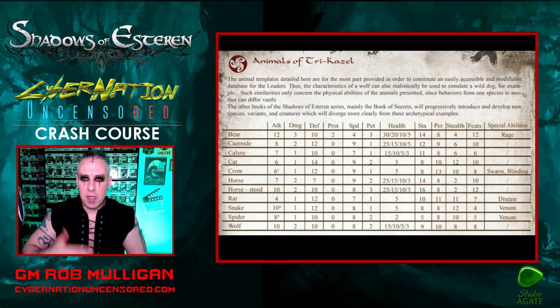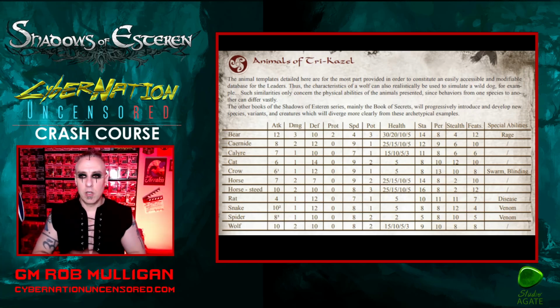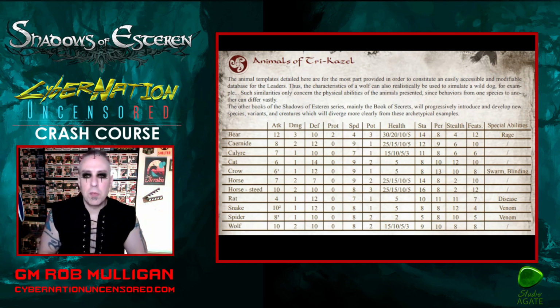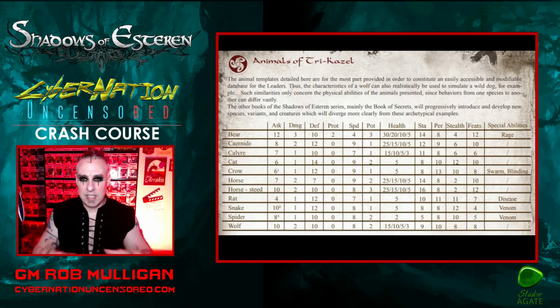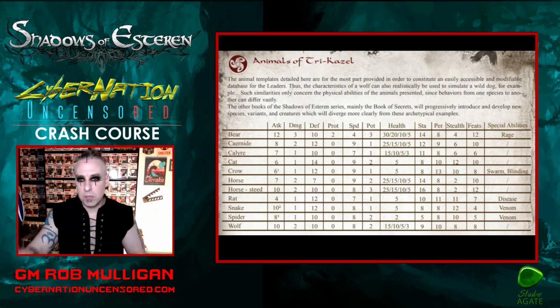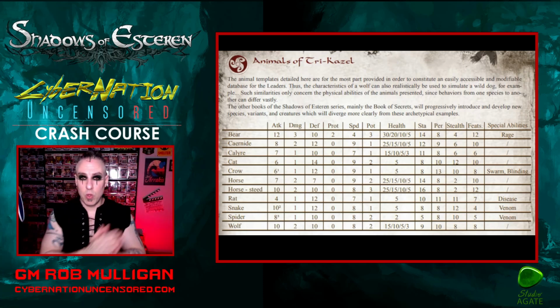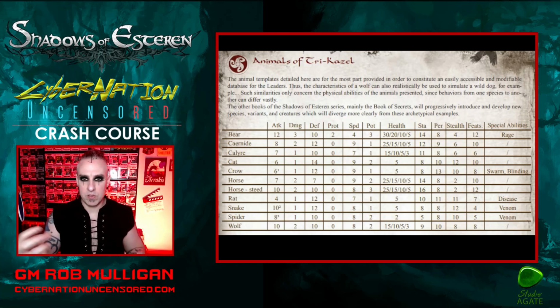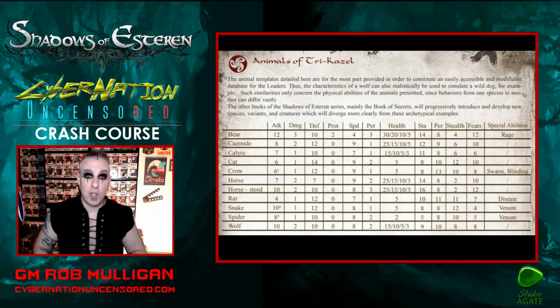But then you see stamina, perception, stealth, and feats, which are great domains that they'll probably come into play if you're encountering these animals. And then special abilities, which is fun. It kind of explains those, like rage, swarm, blinding, disease, venom. And just as an example, like as a crow, blinding, right? If they're swarming you or one attacks and they get a critical success, roll a 10 and then a second 10 on that critical success during that attack, they can end up blinding you, basically poking out or clawing out one of your eyes.